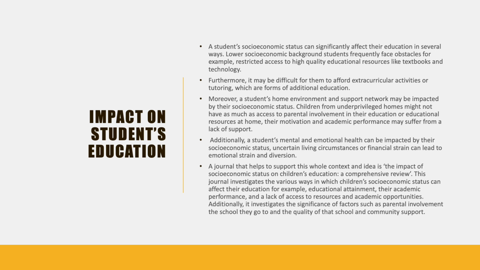A journal that helps to support this whole context and idea is The Impact of Socioeconomic Status on Children's Education, a comprehensive review. This journal investigates the various ways in which children's socioeconomic status can affect their education, for example, educational attainment, their academic performance, and a lack of access to resources and academic opportunities. Additionally, it investigates the significance of factors such as parental involvement, the school they go to, and the quality of school and community support.